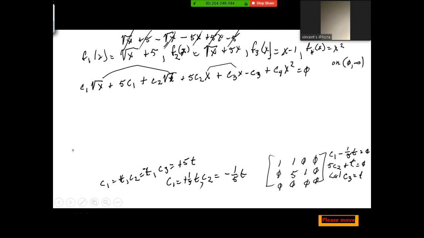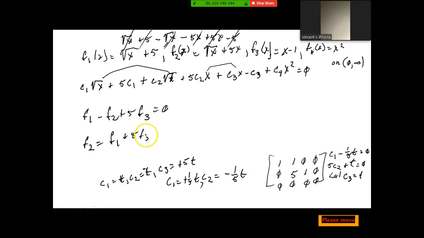Now what we said was F1 minus F2 plus 5 F3 is equal to 0. Okay? So we pulled off, or they pulled off, said F2 is equal to F1 plus 5 F3. That's what they claimed. Okay, let's see if that works.